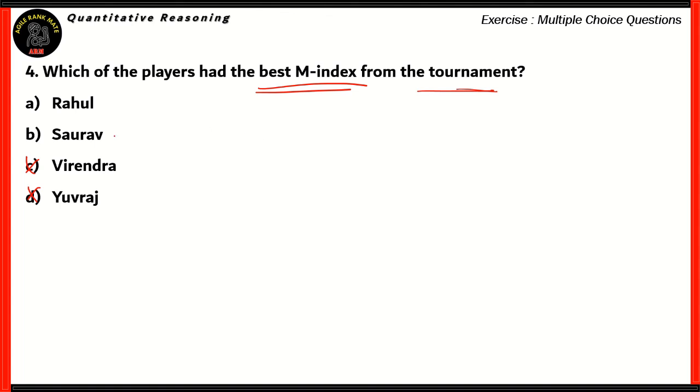Now Saurav has an M index of 50, while Rahul has an M index of 49. So from among the two people who have an M index, we see that Saurav's M index is better than Rahul's. So therefore the best M index in the tournament goes to Saurav. So option B, Saurav, is the right option for this question.